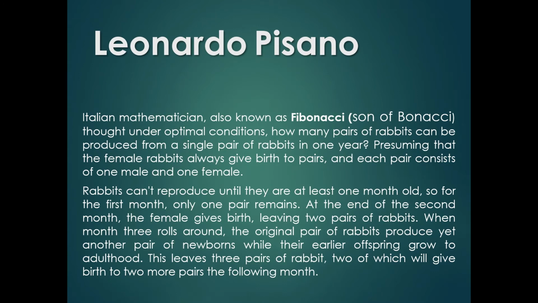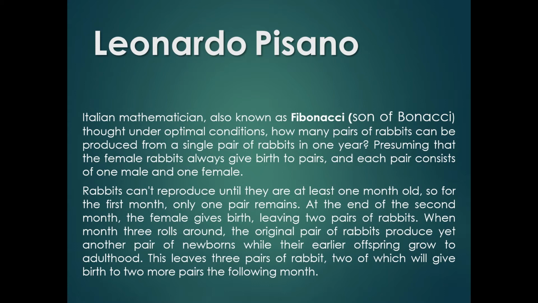Okay, so who is this Leonardo Pisano? He's an Italian mathematician, also known as Fibonacci or son of Bonacci. He thought about, under optimal conditions, how many pairs of rabbits can be produced from a single pair of rabbits in 1 year. Okay, he was obsessed with rabbits. So at one point he was thinking about this.